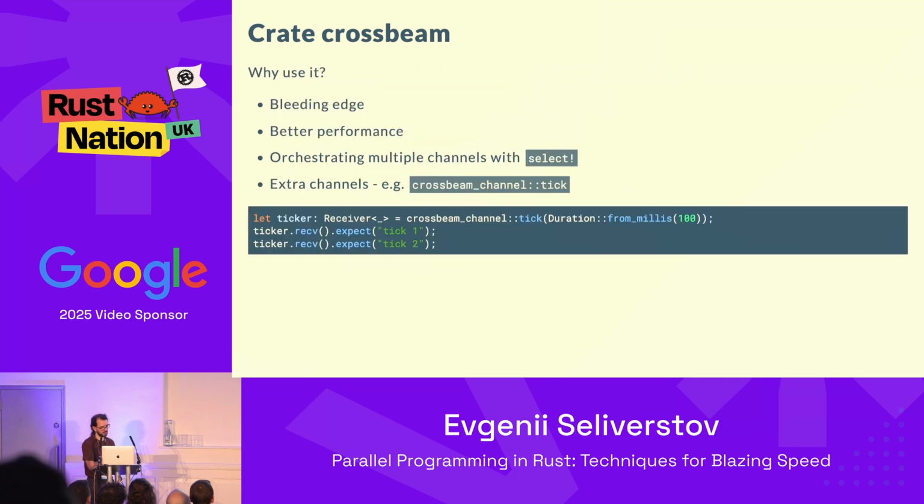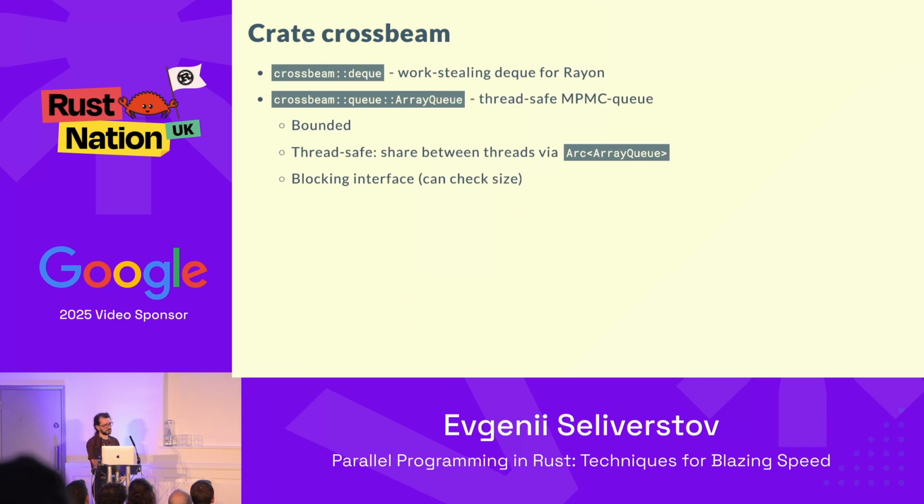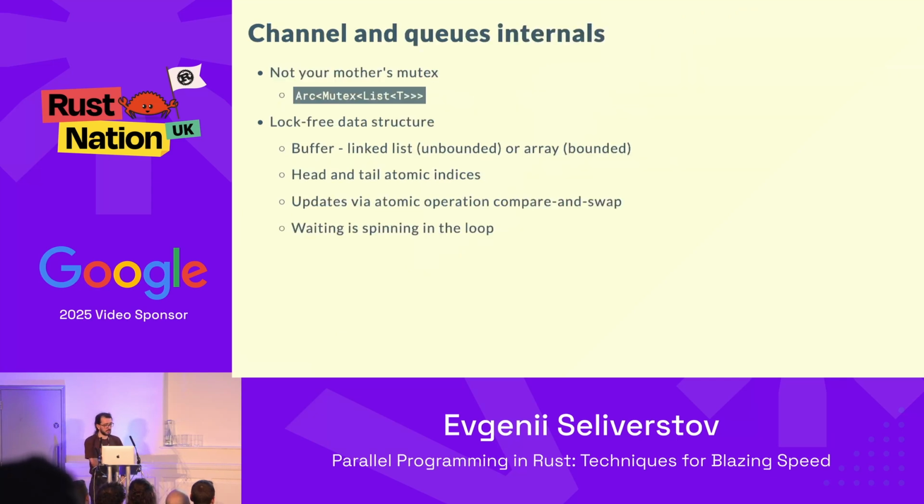Yeah, and why use it? You'll probably have better performance. You'll have extra stuff like tickers, alarms, and the ability to select. Yeah, and also it's a foundation for Rayon. For the deque, a work-stealing deque, you can reuse it in your program if you want it instead of just a simple fork-join. Yeah. And the array queue, which you can share between threads without using a mutex. It's really handy. Use it.